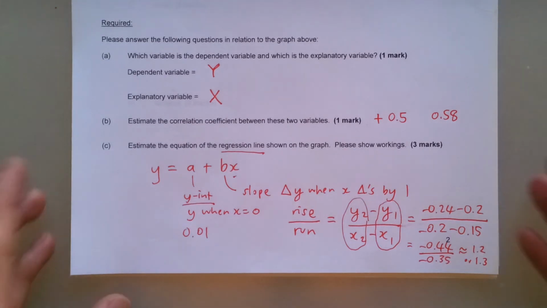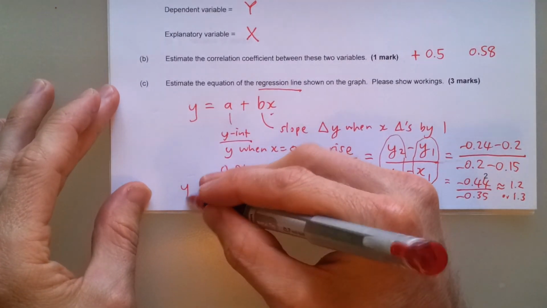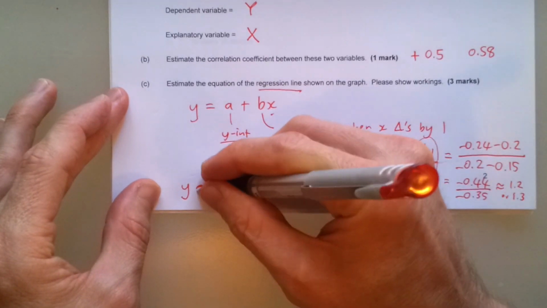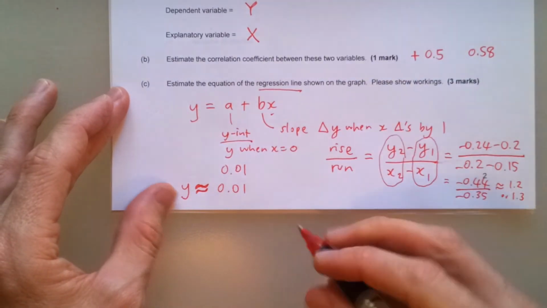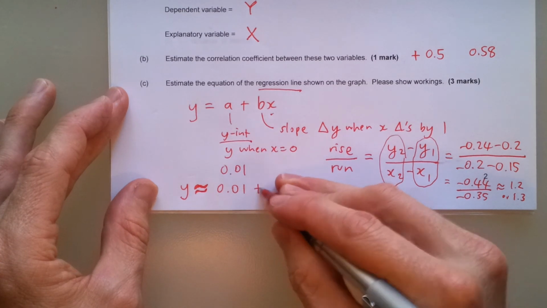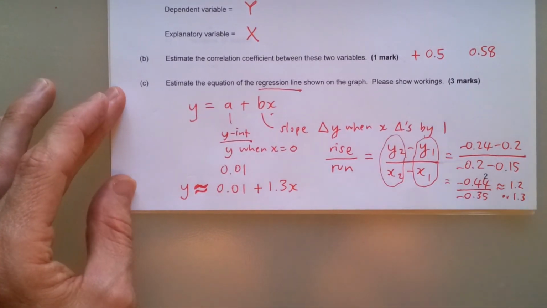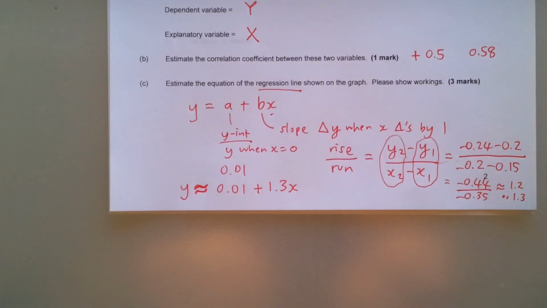So that will then give us our answer. The answer is y is equal to approximately 0.01 plus a positive slope of, let's say, 1.3 times x. Done.